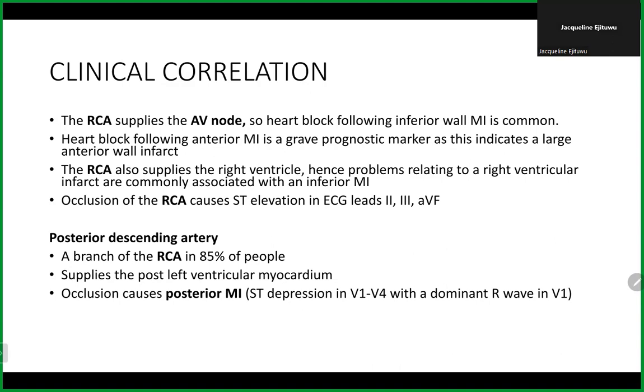So also, in 10% of individuals, the AV node may be supplied by the left side of the heart. So if we have heart block in patients with anterior wall MI, it's usually severe, it has prognostic implication. That means it's a severe infarction.